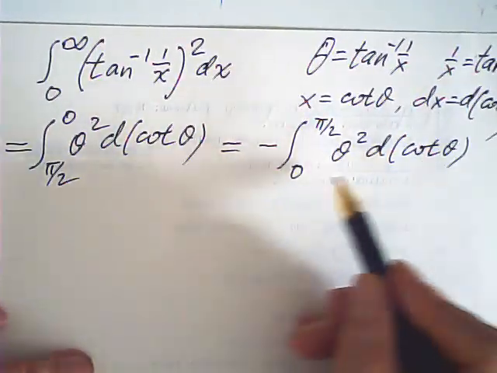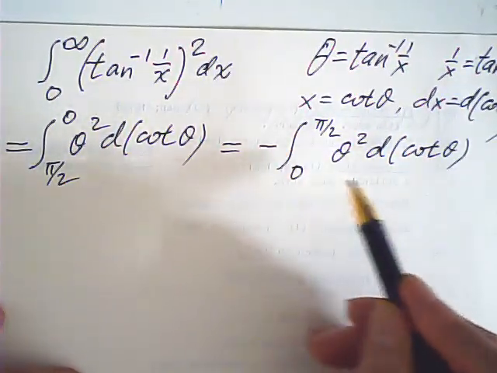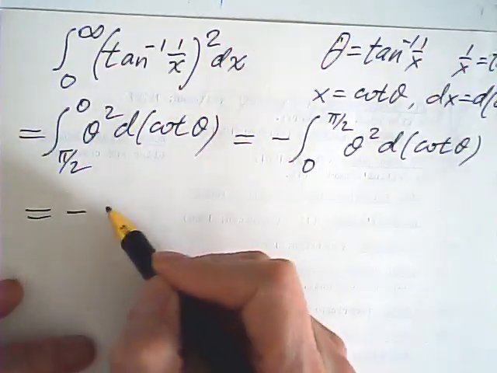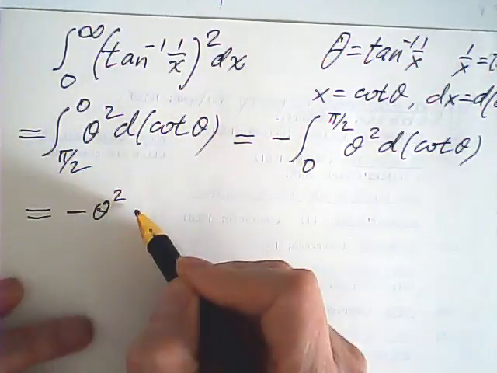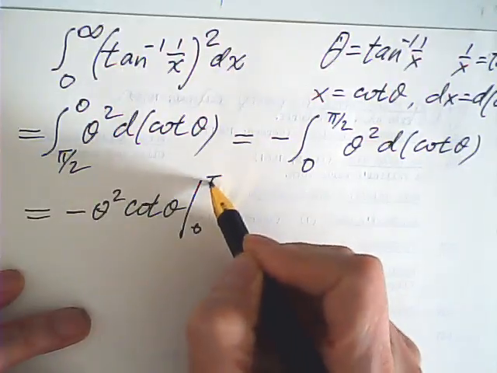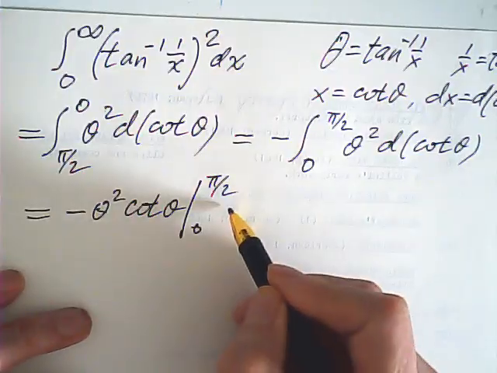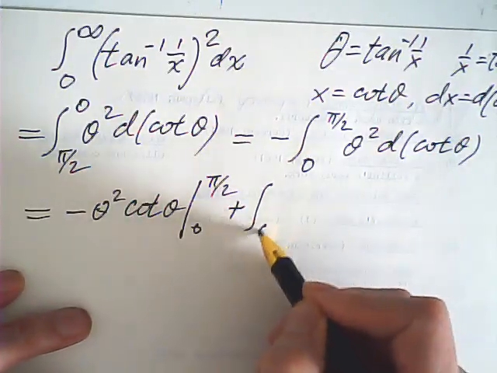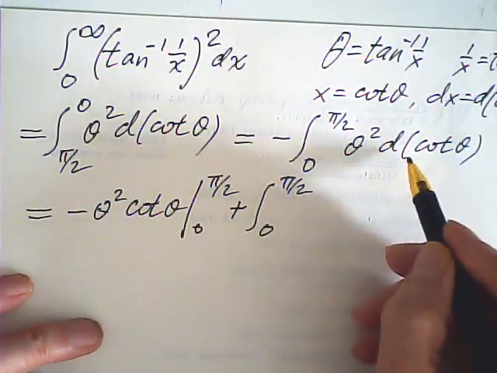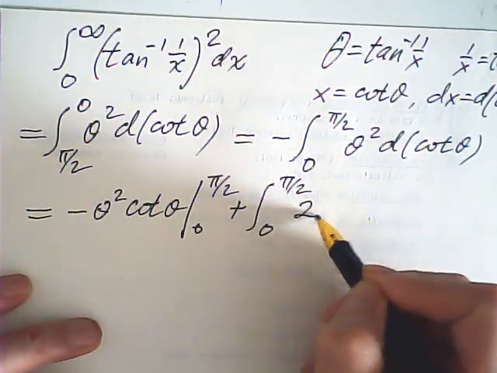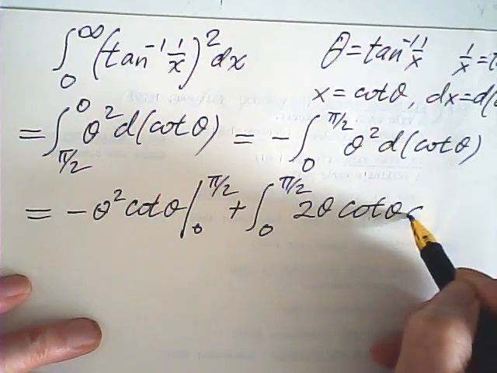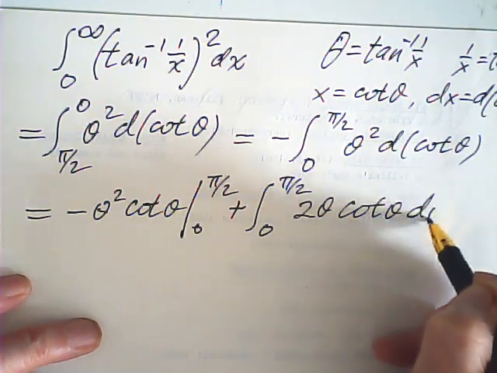So I can use integration by parts, u dv. So this is equal to u times v from 0 to half pi, minus, which becomes plus, the integral from 0 to half pi of v du, right? This is 2 theta and cotangent theta d theta.